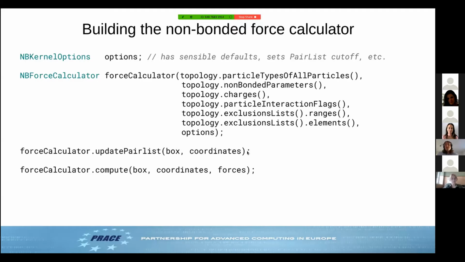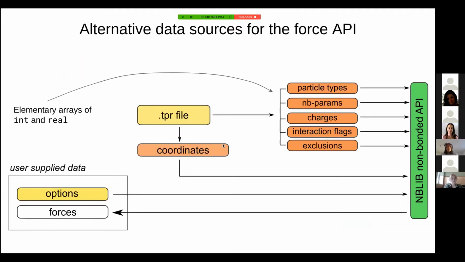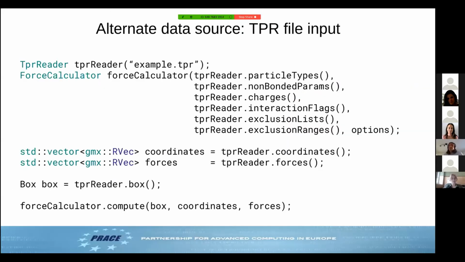And so you actually don't have to use the Mblib topology specification. You can actually use a TPR to get the data you're interested in. And so then instead of using the topology, you would use the data from the TPR reader. The code looks pretty much the same.